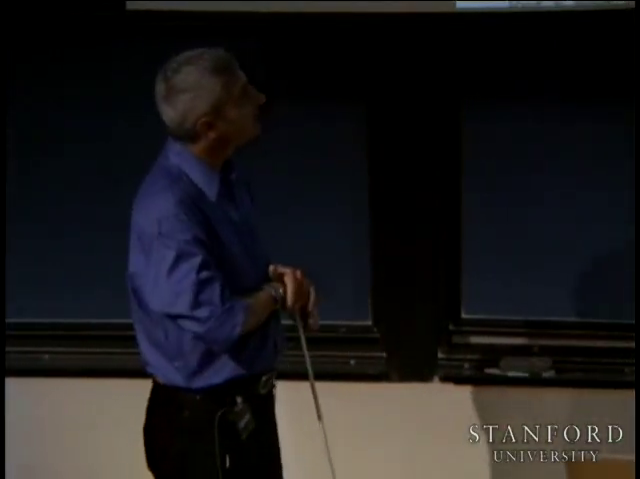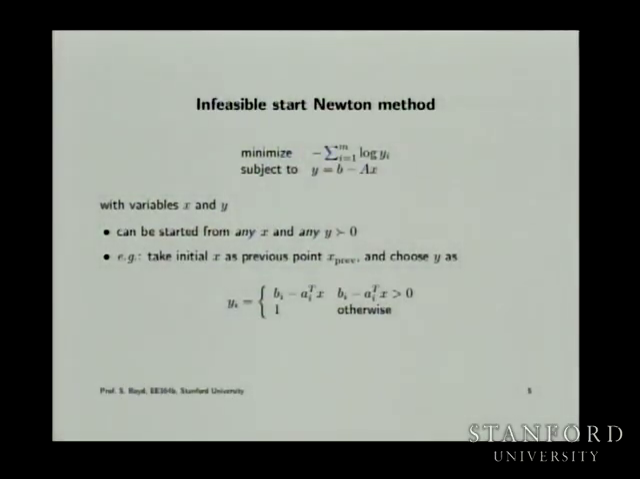Infeasible start Newton method. Actually, the truth is I didn't cover it really at all in 364A. It's in the book. All right, I covered it, but maybe too fast. You want to minimize this separable convex function subject to y equals b minus Ax. So we introduced these new variables y. And the way it's going to work is this.